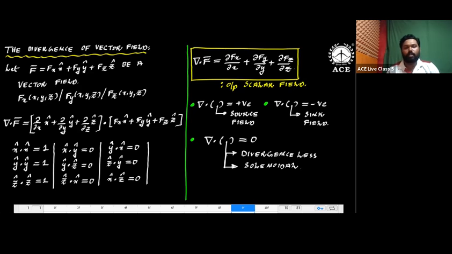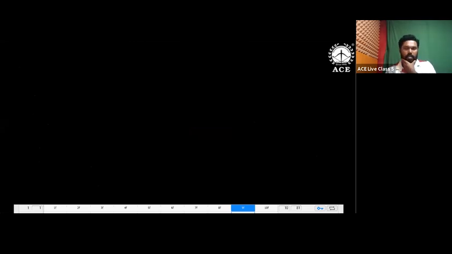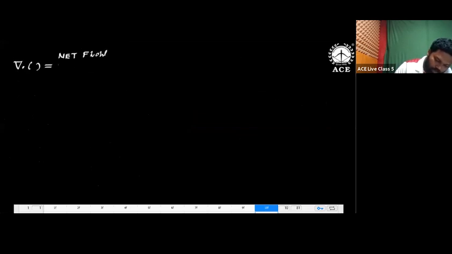Fine, very good. But here, you would have learned this formula in your mathematics also. But my interest is in physical interpretation. What is it? Physical interpretation. Let me turn the page here. So if I perform the divergence on any vector field, what is it going to give? Net flow on the small volume.